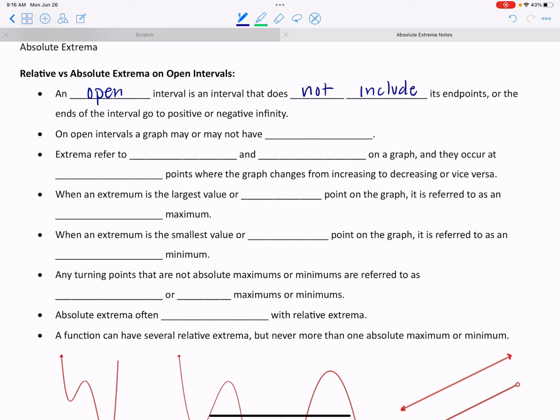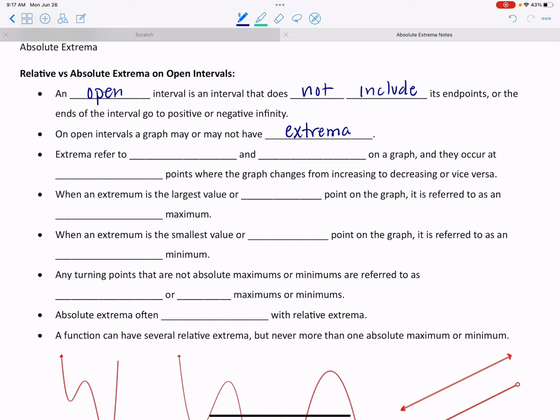Okay, if we're looking at an open interval of a graph, it may or may not have any extrema. If I have a graph, for example, that goes up forever, there won't be a maximum absolute on that interval. Okay. Now, I just threw that word in there. We haven't talked about it just yet, but I think you're getting the concept.